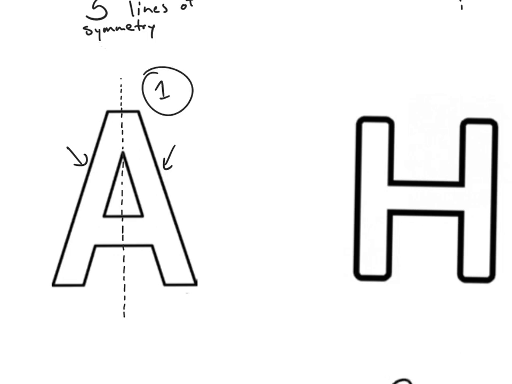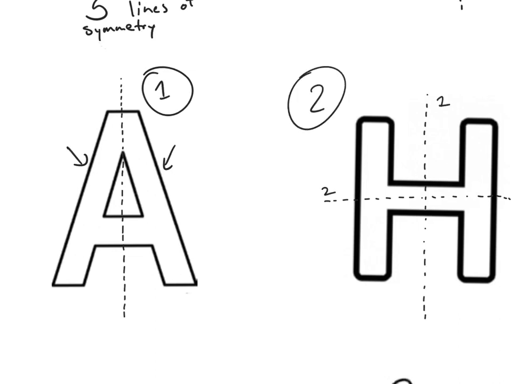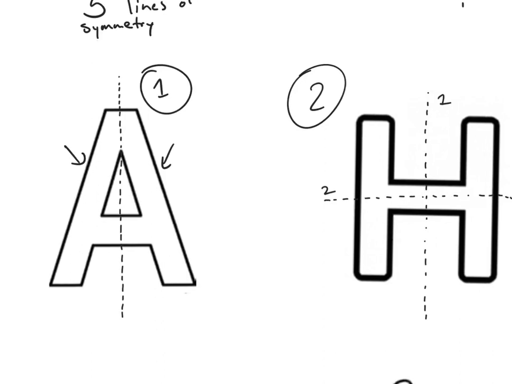And then the letter H as well, we have that same line of symmetry right down the middle. So there's one line. Letter H is kind of special though because it actually has another line of symmetry if we cut it down the middle the opposite direction. So we have two lines of symmetry here, a total of 2 lines of symmetry in the letter H.